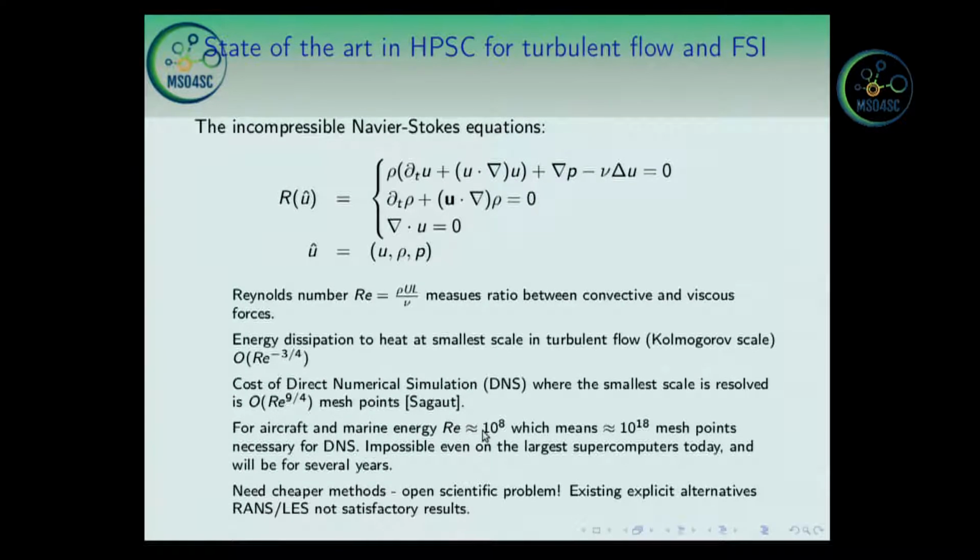For an aircraft, for example, the Reynolds number is about 10 to the 8. That means we need about 10 to the 18 mesh points to resolve all of these scales. This is impossible even on the largest supercomputer today. So we cannot, with brute force, compute the aerodynamic forces on an aircraft. We need cheaper methods.